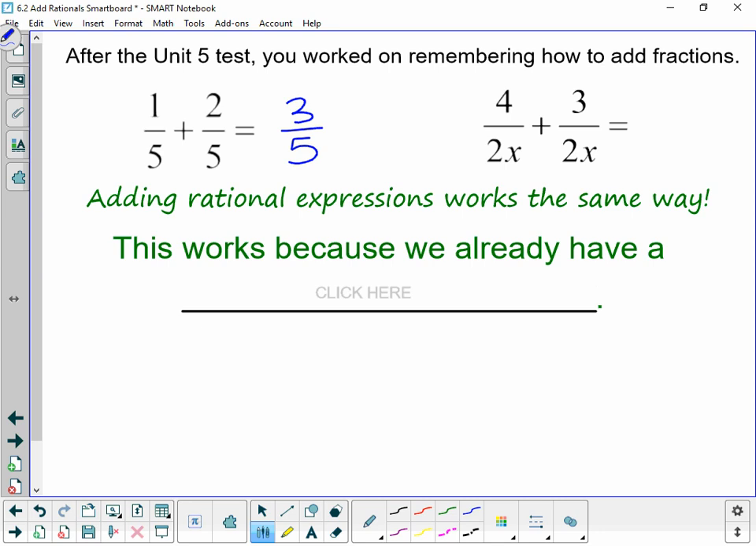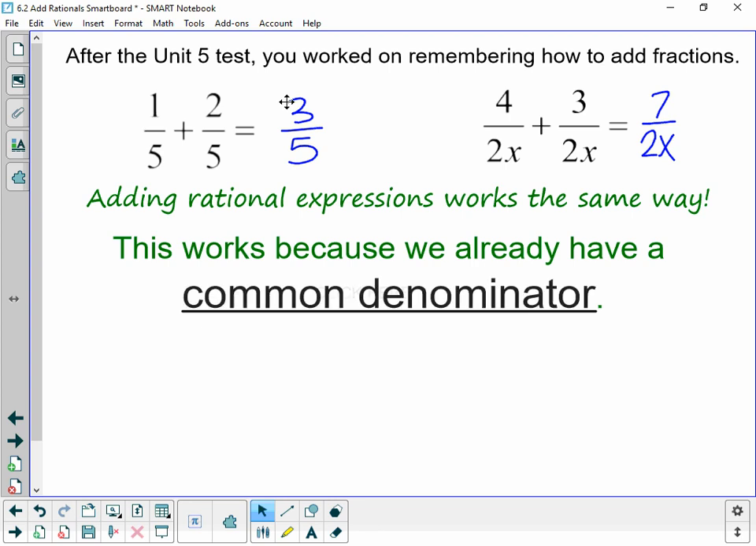It works the same with rational expressions. If we have 4 over 2x and we want to add 3 over 2x, we can totally add those two things together. It's 7 over 2x. And we added or combined those numerators and the denominator stayed the same. Adding rational expressions works just like adding regular fractions, and in these two cases it worked because we had a common denominator.